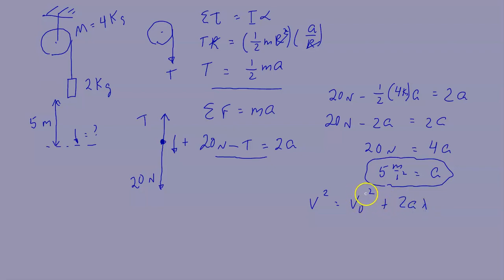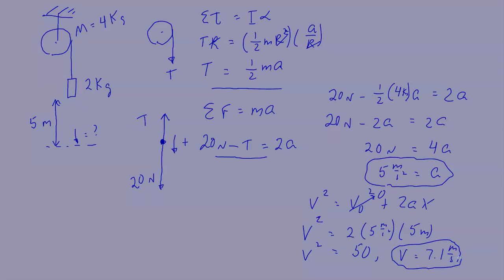v squared equals v initial squared plus 2ax. So the initial velocity right here was 0. So v squared is equal to 2 times a times the distance right there. The distance it falls was 5 meters. So we get v squared is equal to, what is that, 50? So we solve that right there. We should get 7.1 meters per second.